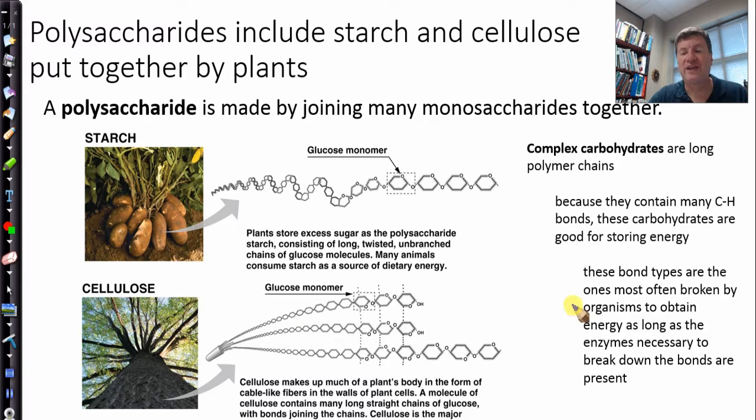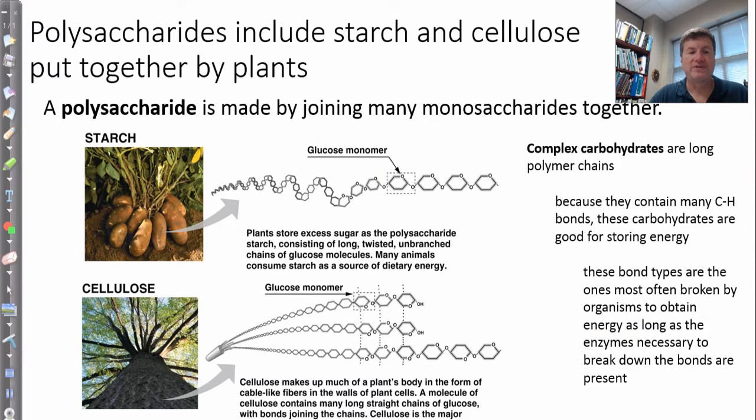So as long as you have the enzymes to break down a particular polysaccharide, you can get energy from it. We can do that with starch. We can't do that with cellulose.